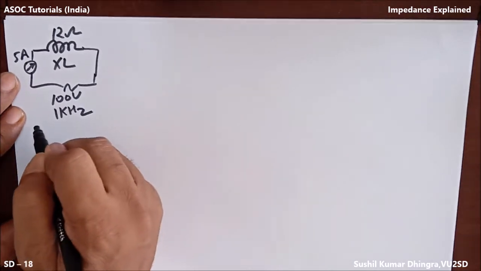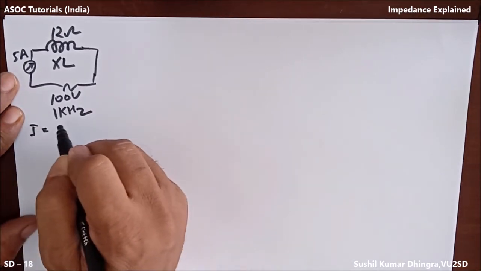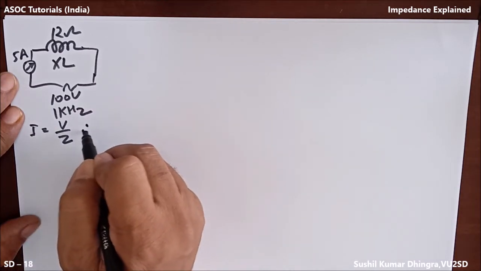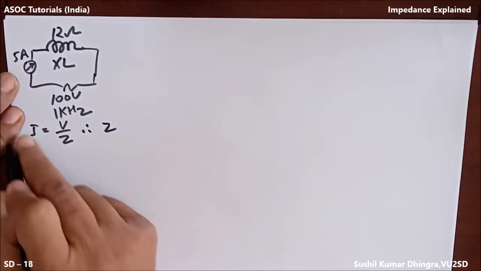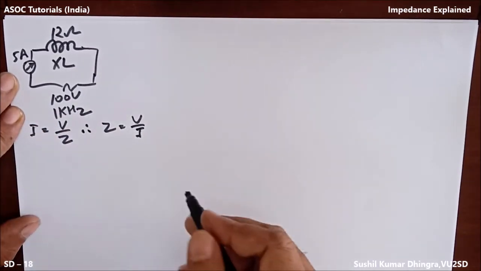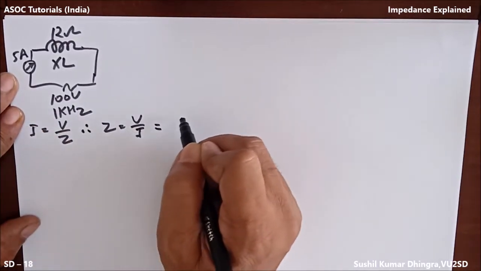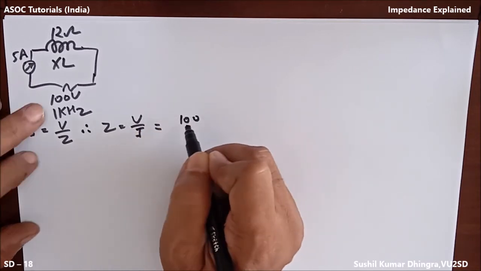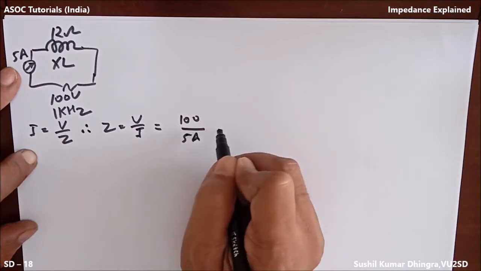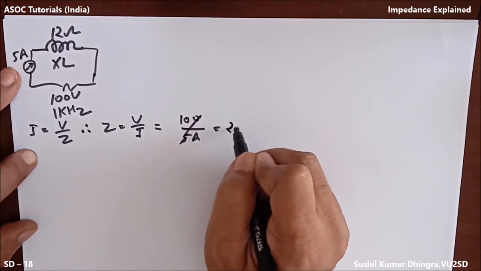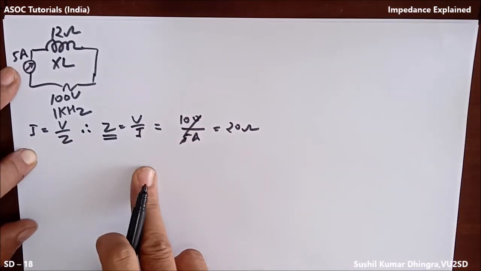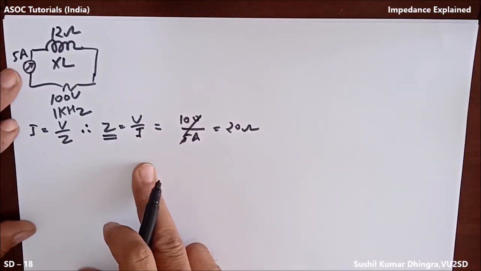First I need I. I is equal to V by Z or V by R. So Z is equal to V by I. So this will be equal to 100 volt is given here, and I 5 ampere is given here. So 20 ohm is impedance. This you have to understand first.